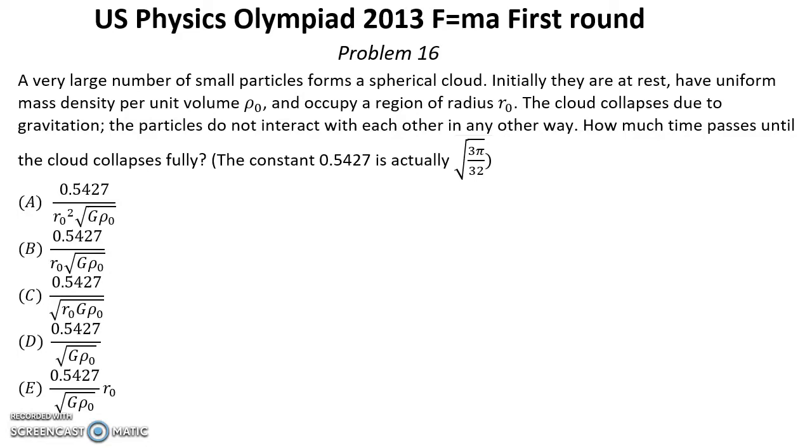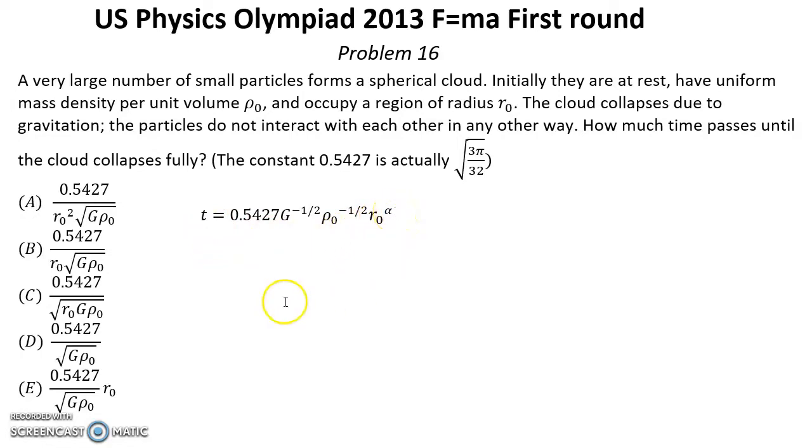The constant 0.5427 is actually the square root of 3π over 32. Solution. This problem is about dimensional analysis. And here we already have the expression square root of Gρ0 in the denominator. So we can represent the answer in the form of time equal to this expression, and we have to find what the power alpha is.